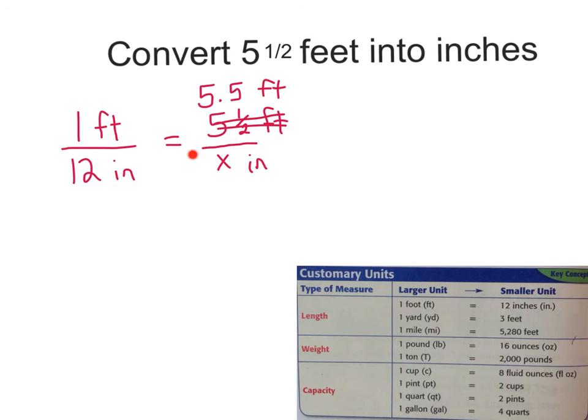And now I can look to see how to solve this. If I wanted to use the butterfly method, I could do that. For me, I'm looking at this and I'm saying I know if I times 1 times 5.5, that's going to get me the top. And so if I do the same thing to the bottom, I will get the equivalent ratio. So I'm going to take 12 times 5.5 on my calculator. And when I do that, I get 66. So my answer is going to be 66 inches.